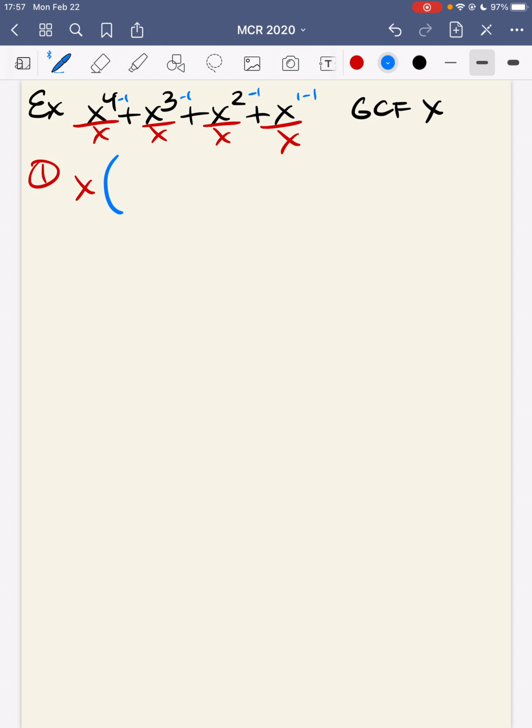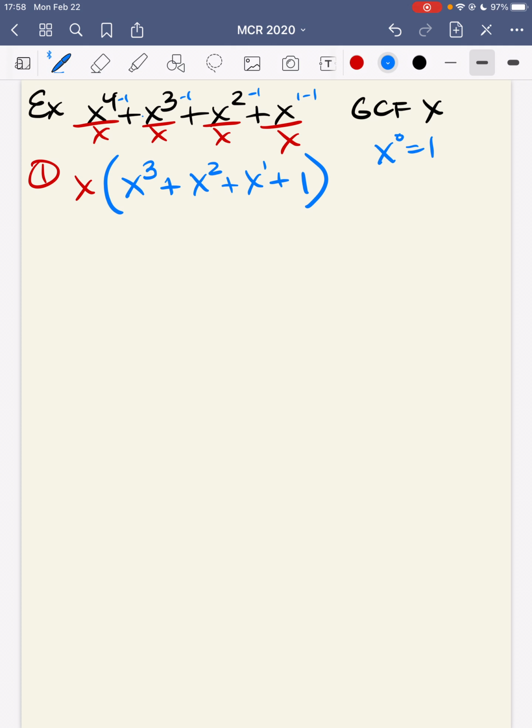All right, so I have x to the 4 minus 1, which is x to the 3rd, plus, all these are pluses, so I don't have to worry about signs. X to the 3 minus 1 is x squared, plus x to the 2 minus 1 is x to the 1st. If you want to write a 1, you totally can do that. And x to the 1 minus 1 is 0. I need to still have 4 terms. So anything to the 0 power is 1, so therefore there's a 1 here.